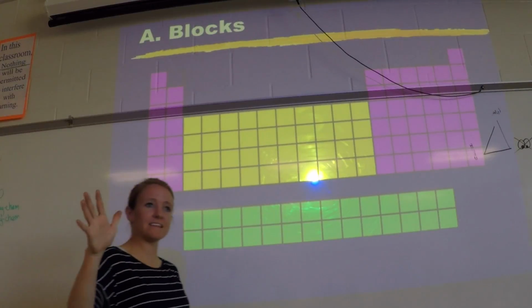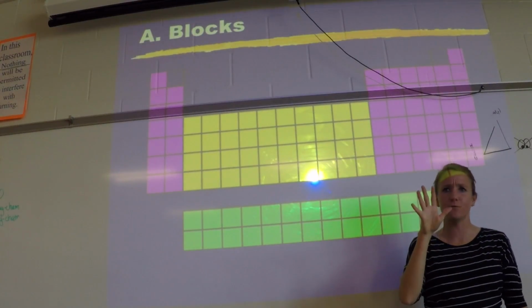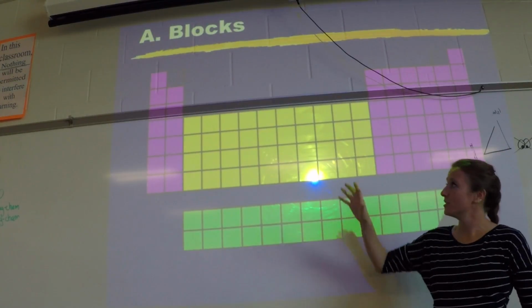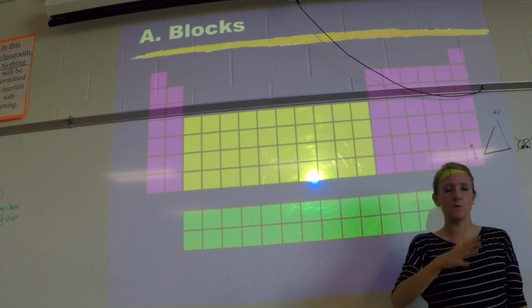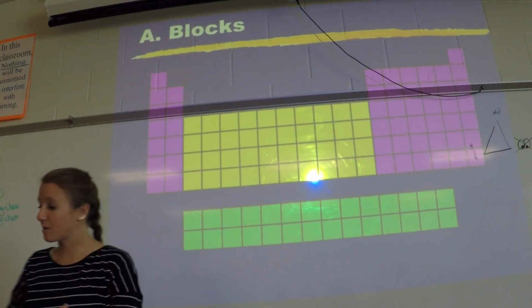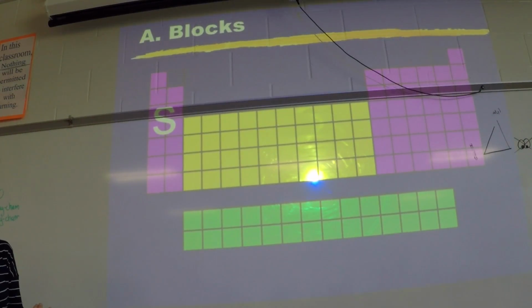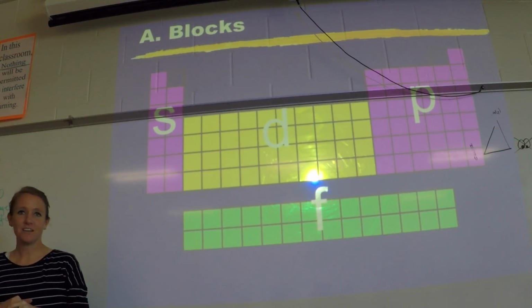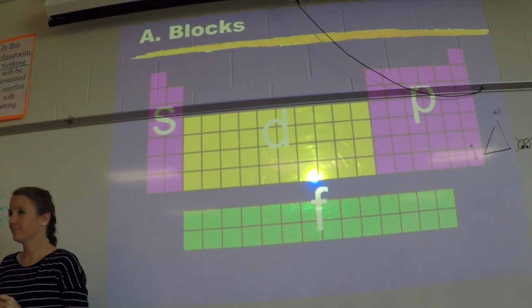Okay, so a lot of these we've done before, but if you've forgotten or you need a reminder, you might want to write them down in your notes. These are just some different ways in which it's organized so far that we've talked about. We've talked about the blocks of the periodic table: the S, the P, the D, and the F. Hopefully we're really good with those now because of configurations. But if you're not, you might want to write them down.